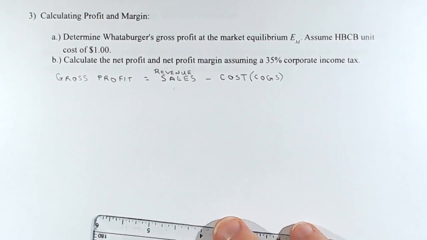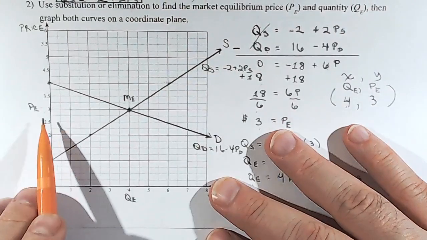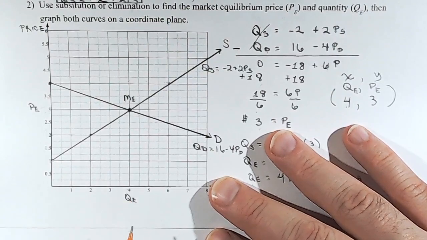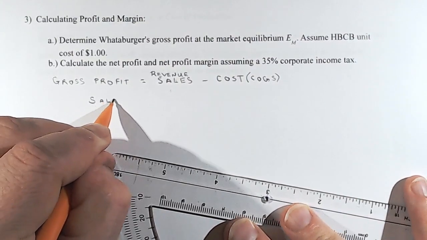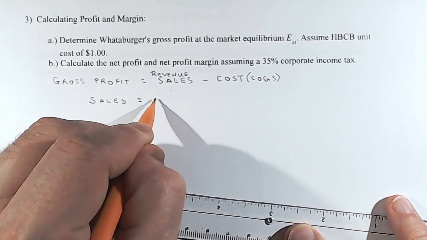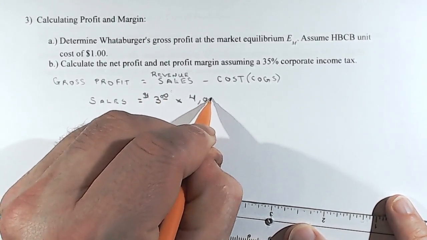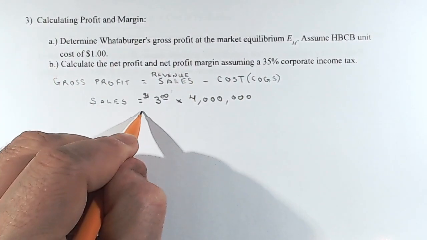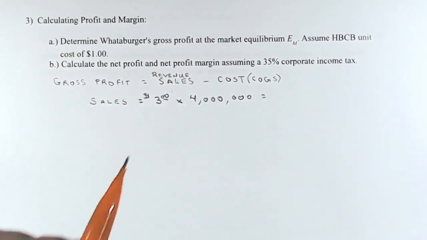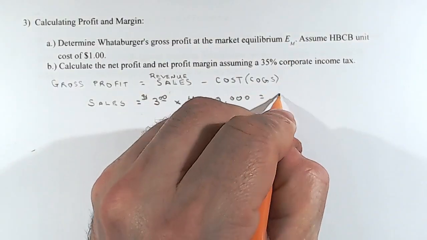So we have to figure out what the sales are. Well, let's go back to our graph. We can figure that out. At $3 a unit, the quantity sold is 4 million units. So we could say sales equals $3 times 4 million units. That's 4 million honey butter chicken biscuit sandwiches. And what is that equal to? Well, 3 times 4 is 12, so 3 times 4 million is 12 million. So this is $12 million.